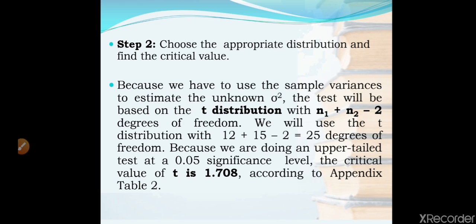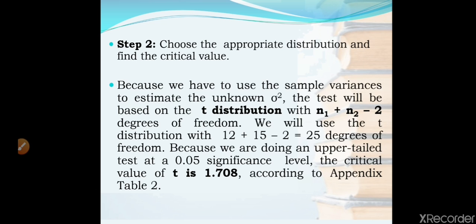Then second is choose the appropriate distribution and find the critical value. Again, because we have to use the sample variances to estimate the unknown sigma square, the test will be based on the t distribution with degrees of freedom as n1 plus n2 minus 2. Because we are having two populations, for one population the degree of freedom is n1 minus 1. Similarly, for the second population, the degree of freedom would be n2 minus 1. So, combining two populations, we get the degree of freedom as n1 plus n2 minus 2.